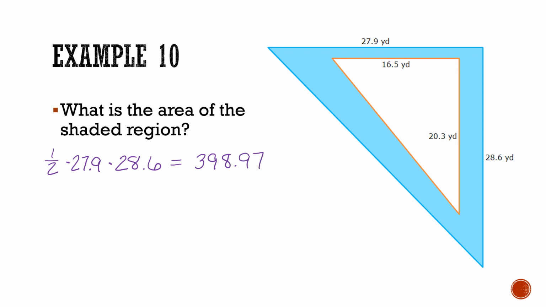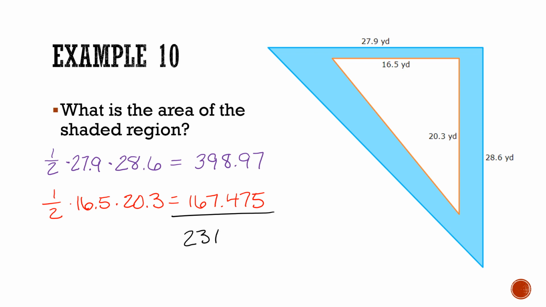Then we'll need to do the same for the white triangle, so a half times the base of 16.5 times the height of 20.3. So a half times 16.5 times 20.3 gives us 167.475. And then we'll subtract those, which leaves us 231.495, and that is yards squared.